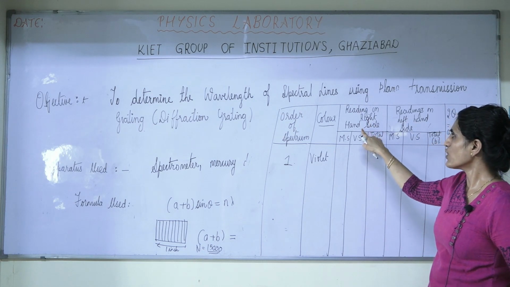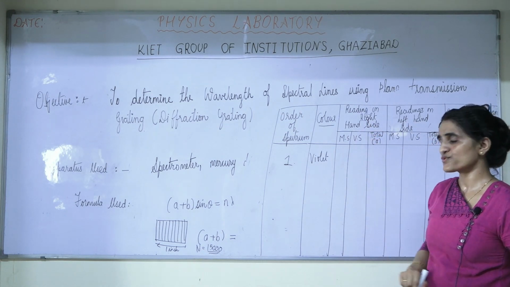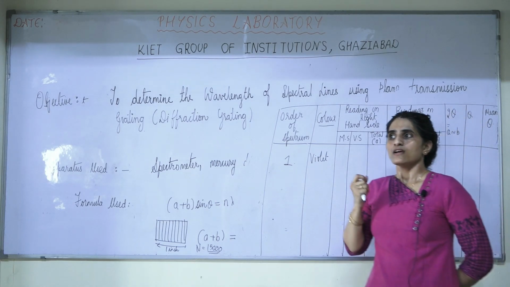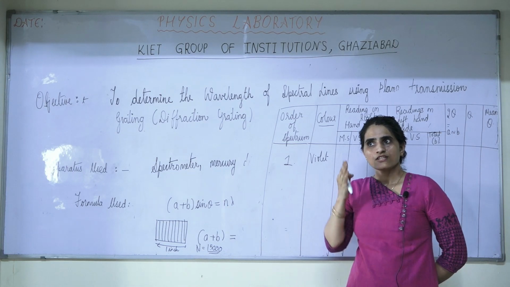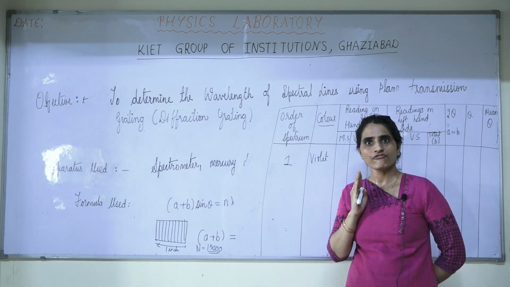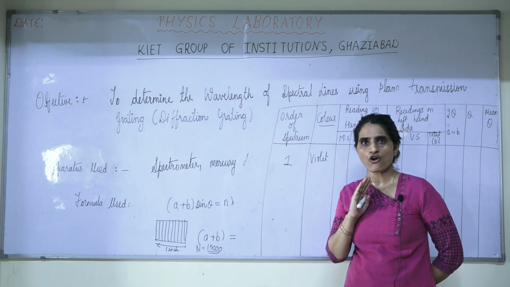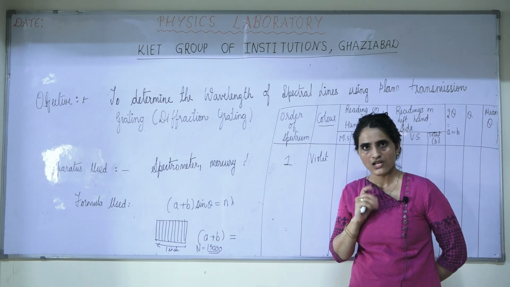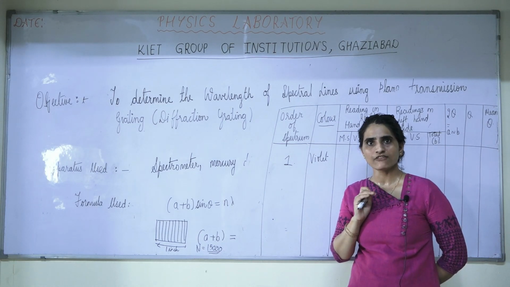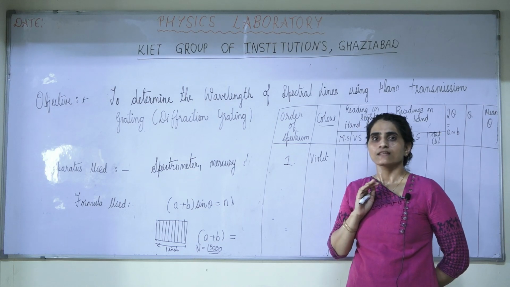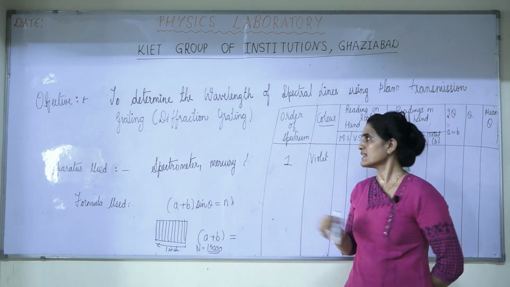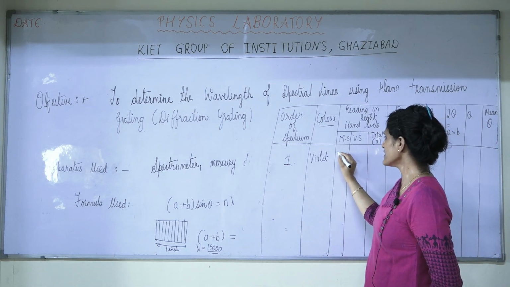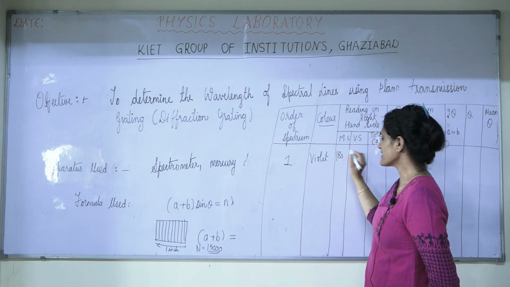Now the reading on the right hand side, the main scale reading. In order to calculate the main scale reading, in the experiment, the 0 of the vernier scale coincides with some division of the main scale, and that gives me the main scale reading. For example, let me take the main scale reading as 180 degree.